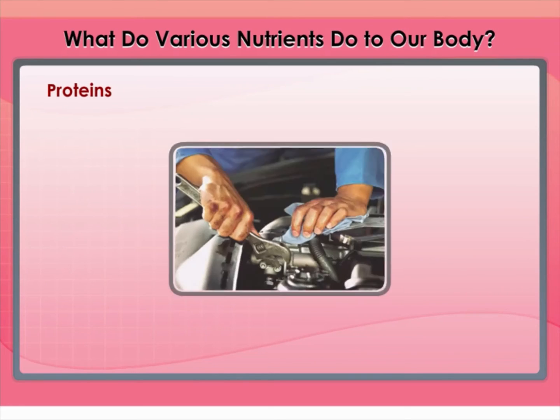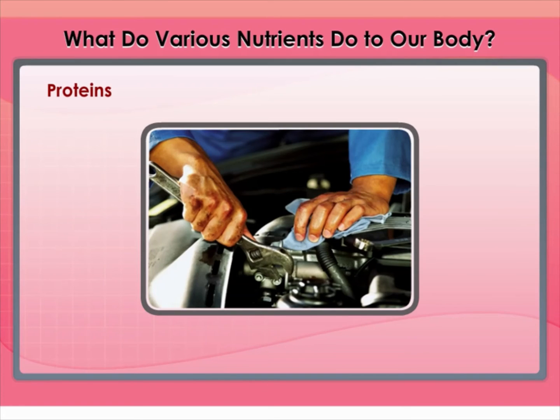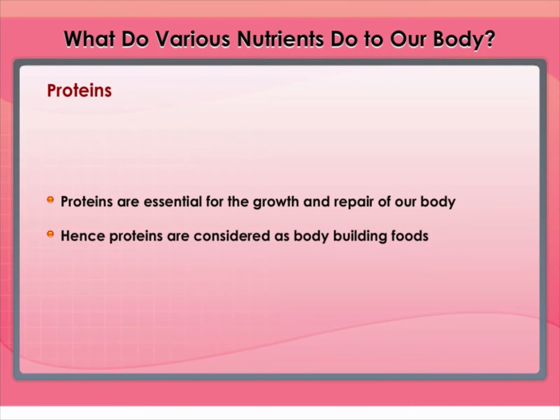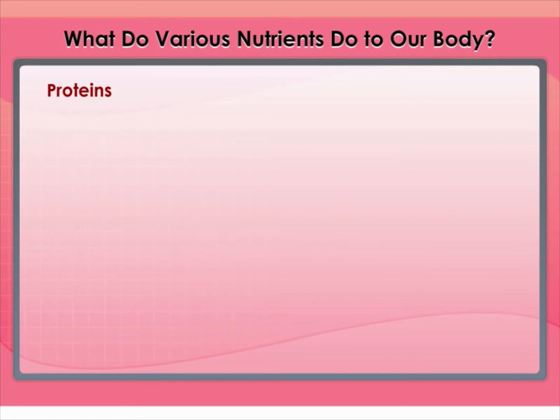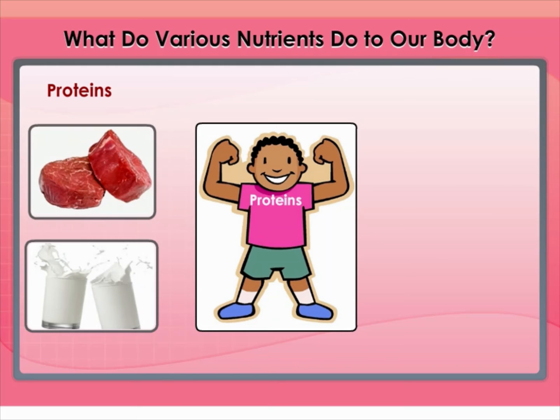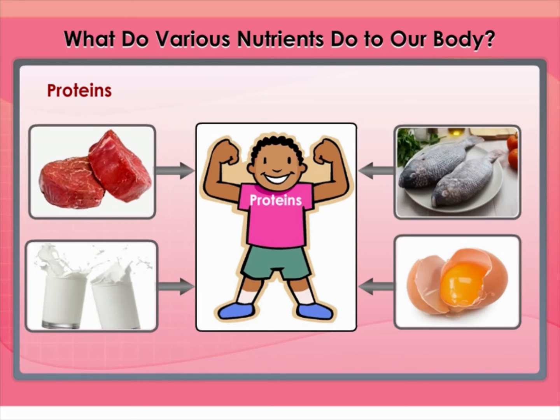Proteins. When equipment becomes faulty, we need tools to repair it. Proteins are essential for growth and repair of our body. Hence, proteins are considered body-building foods. The sources of protein include milk, meat, fish, and egg.